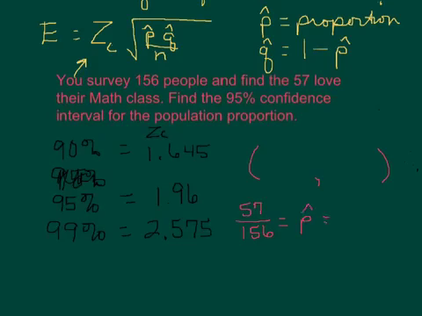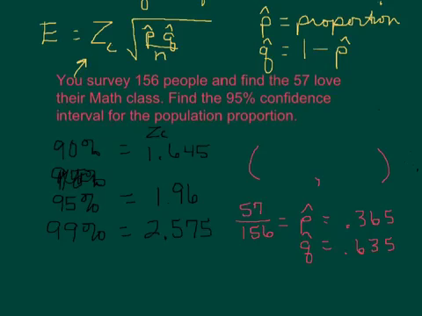By the way, we want p-hat and q-hat in 3 decimal places, just so you know. So 57 divided by 156. I get 0.365 as my p-hat, which means q-hat is the complement. So that's 0.635. So that's p and q. So the proportion of my sample was 36.5% of everybody that I surveyed love math, but I want to know where the whole population is. That's what a confidence interval is.